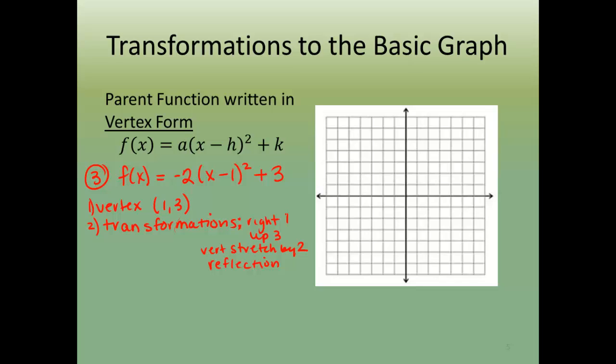So this is going to have a completely different look than our last couple pictures. Because of the reflection, it's going to open downward. So the third thing we looked at was our axis of symmetry, and then we have our domain and range, and lastly our maximum and minimum. So let's make a table of values for this function. I'm going to start by putting my vertex in the middle as I've always done, and my axis of symmetry will be x equals 1. It goes right through there.